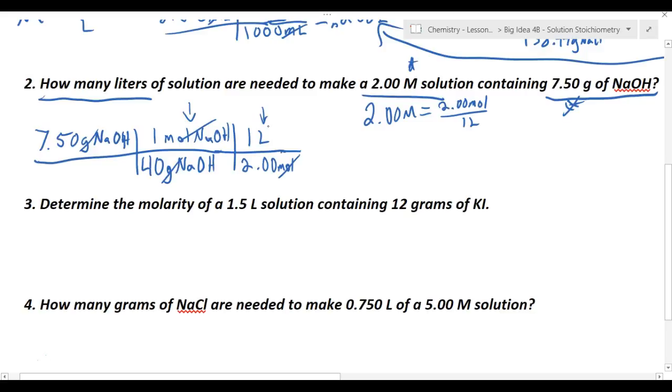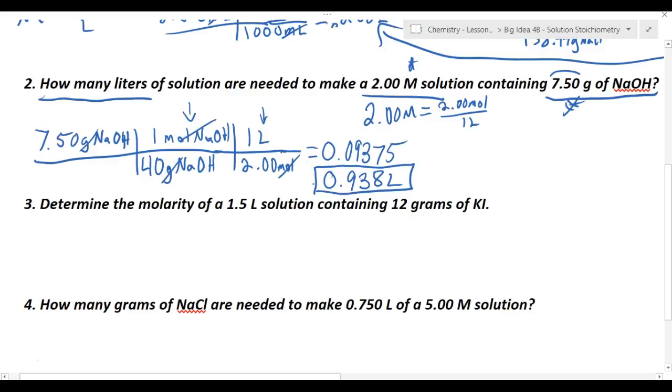If you solve for that, you should end up getting 0.09375. If we want to have that in the correct sig figs, which is 3 sig figs, we need to have 0.938 liters.